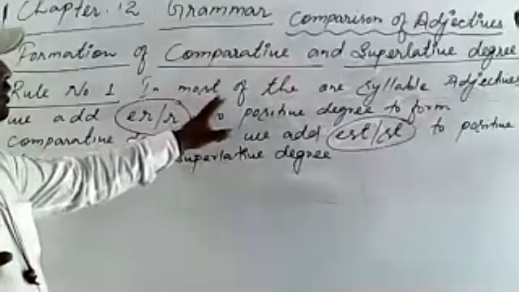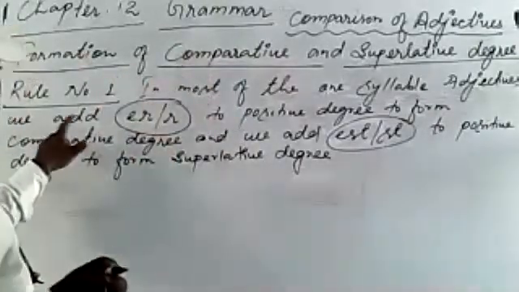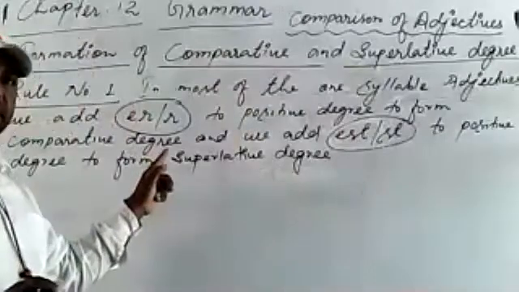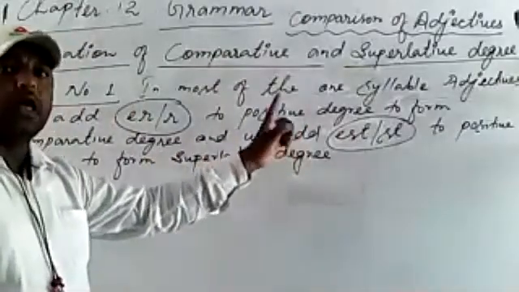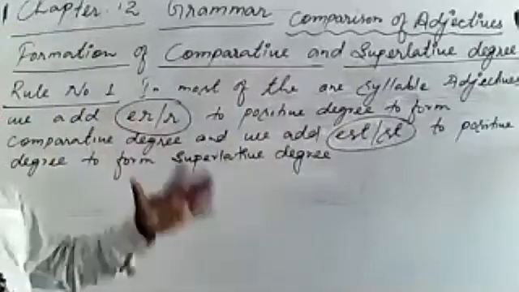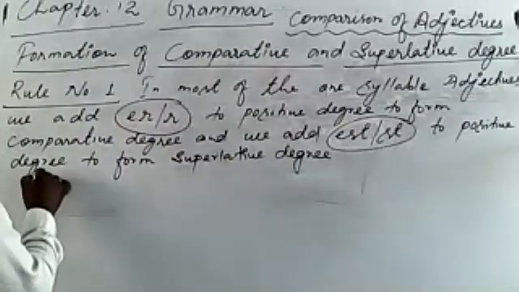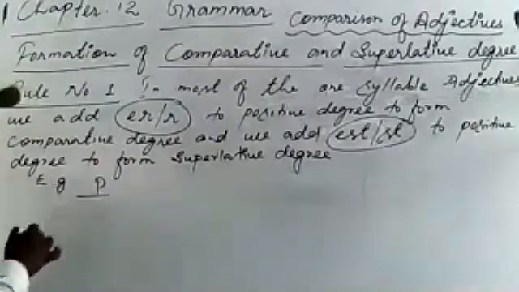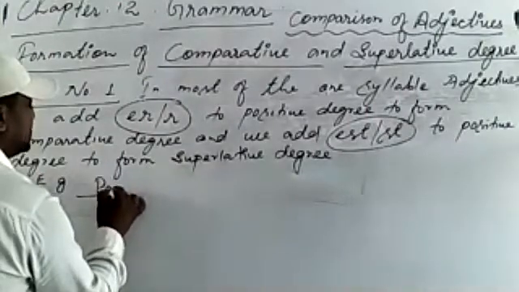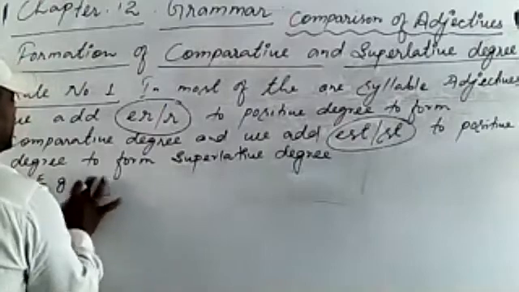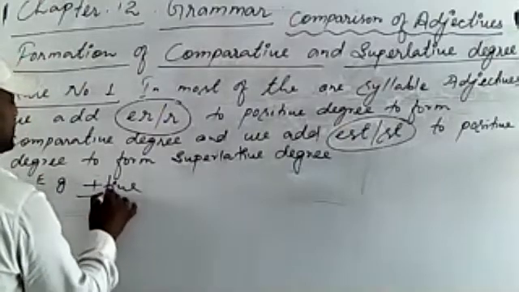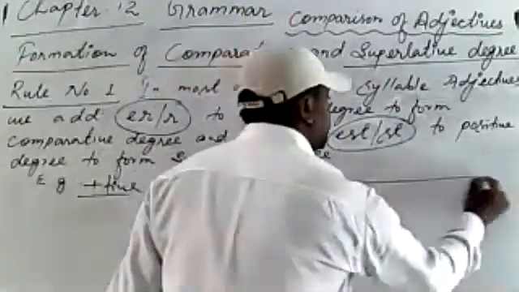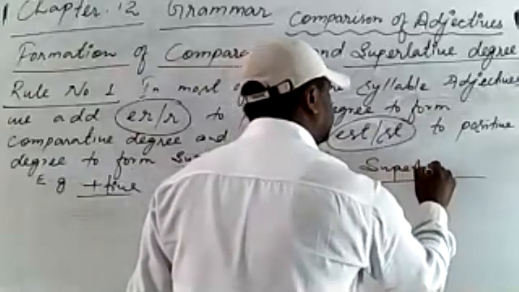Okay, now let me read out once again, students. First of all, let us read this. In most of the one syllable adjective we add er or r to positive degree to form comparative degree, and we add est or st to positive degree to form superlative degree. Now let us see the examples here. Students, look at the example here. I am writing here P, it's for positive degree. Positive degree. Now it's here. What I'm going to write here? Comparative degree. And the last one, it will be a superlative degree.